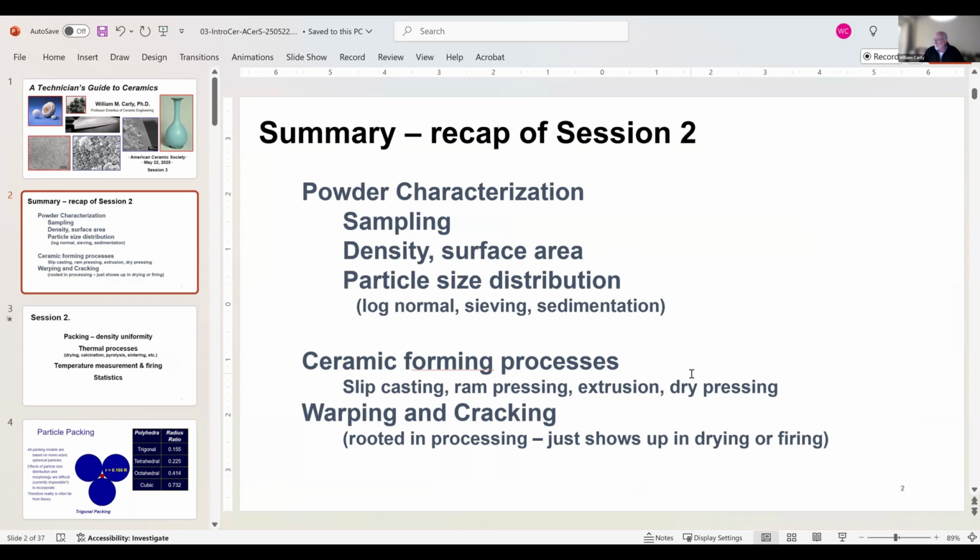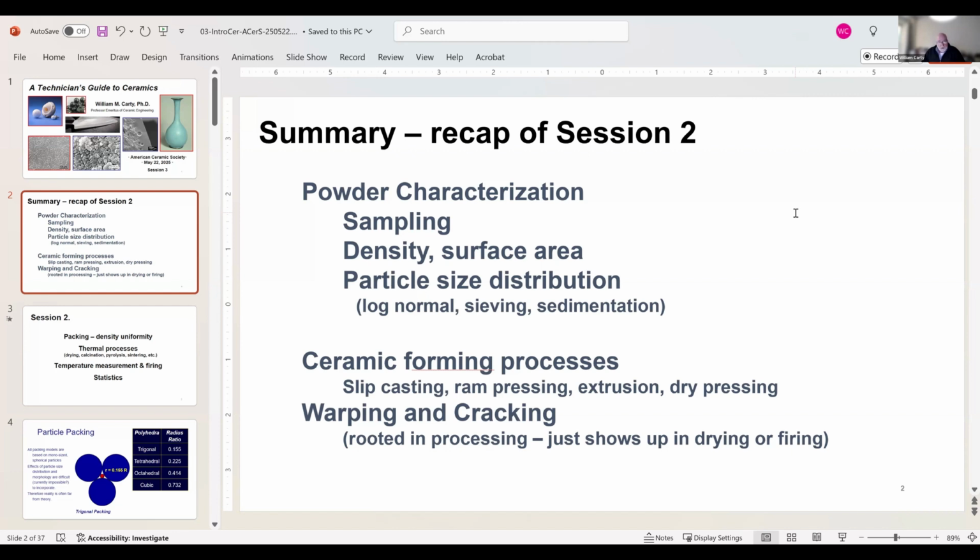Powder characterization is a recap of yesterday. We discussed powder characterization, specifically sampling being critical because you make an assumption that your sample is representative. Measure density and surface area, and then particle size distribution we spent quite a bit of time on. As we evolve more robust ways to look at particle size distributions, I think that data becomes more useful. And I think there's a big opportunity to look at particle size distribution data differently, and we're working to do that. Ceramic forming process is a pretty high elevation view: slip casting, ram pressing, extrusion, and dry pressing.